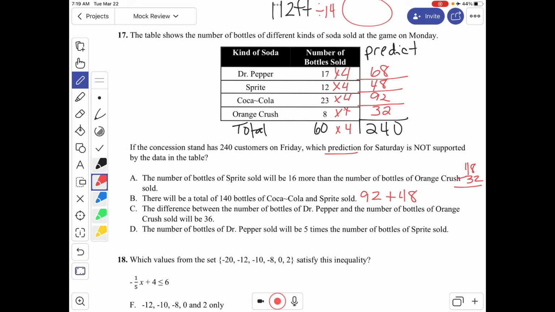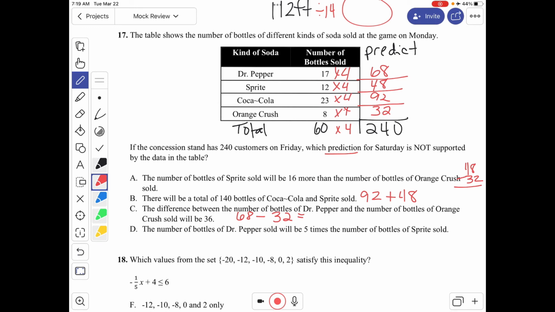The difference between the number of bottles of Dr. Pepper and the number of bottles of Orange Crush will be 36. So if I subtract Dr. Pepper and Orange Crush, do I get 36?